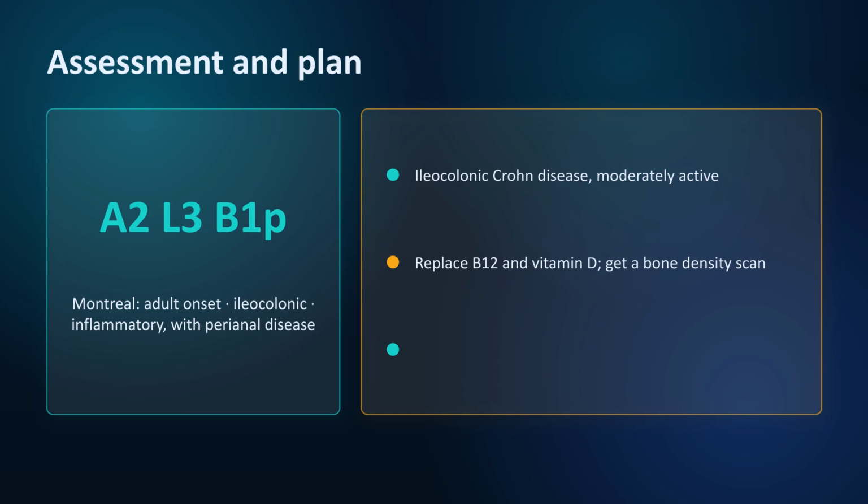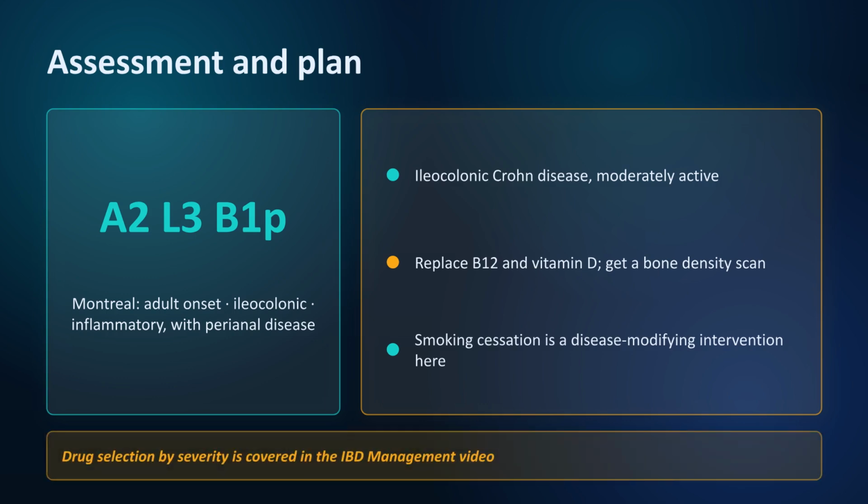We replace his vitamin B12 and his vitamin D, and we arrange a bone density scan given the ileal involvement. And we address the smoking, not as generic advice, but as a disease-modifying intervention specific to Crohn disease. Drug selection by severity is a topic of its own, and it is covered in the IBD management video. We also counsel him on thromboembolic risk during flares, and on the need for infection screening before biologics.